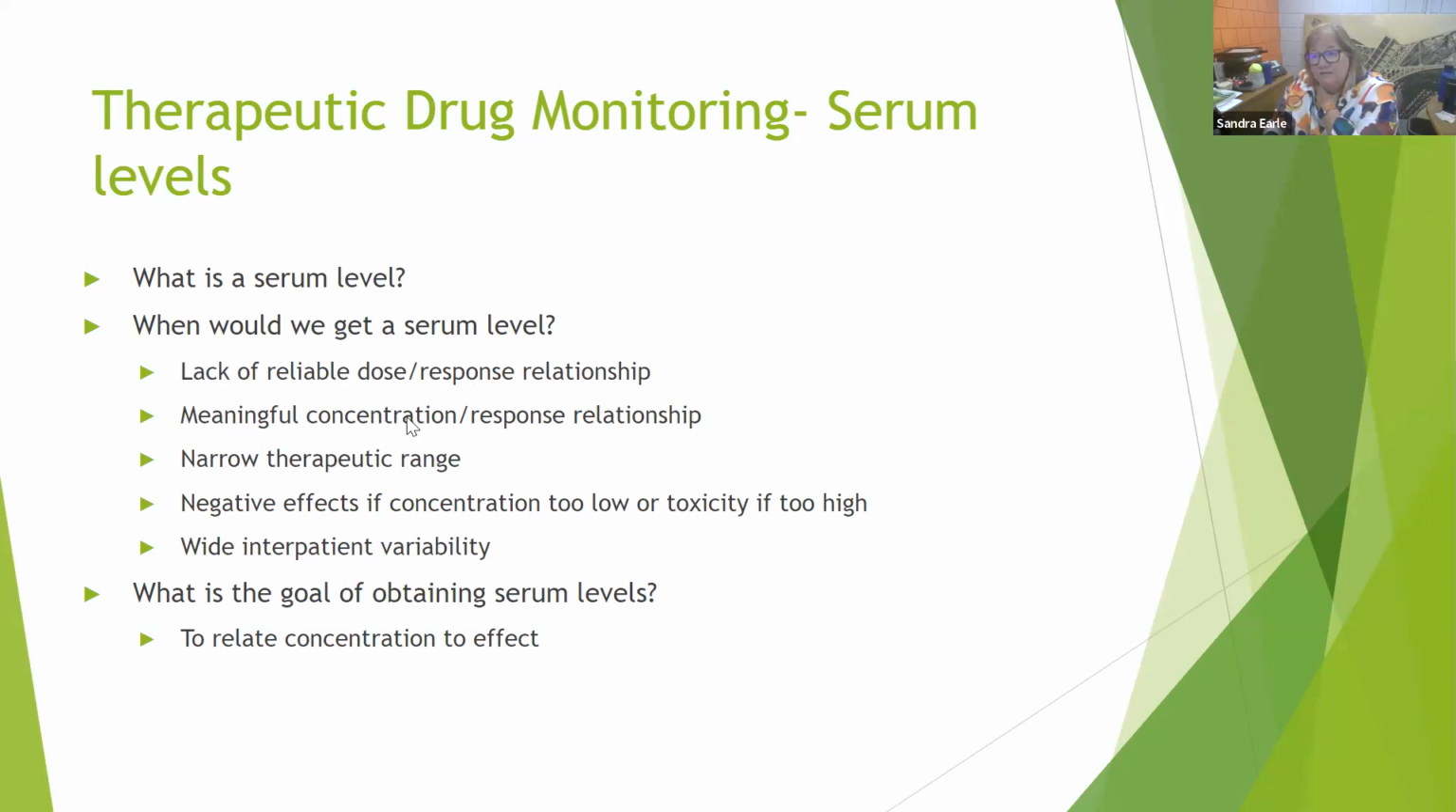There has to be a meaningful concentration response relationship. In other words, if the concentration is above a certain level and we expect to see toxicity, we should be seeing toxicity. And if we need to have it at a certain level to be efficacious, then we have to be able to rely on this. If the concentration response relationship is not reliable, there'd be no point in pulling that serum concentration, because if it doesn't tell us anything, it's not useful to us. So there has to be a meaningful concentration response relationship.